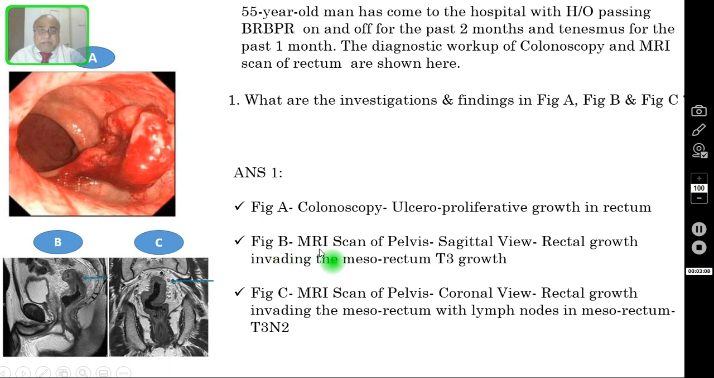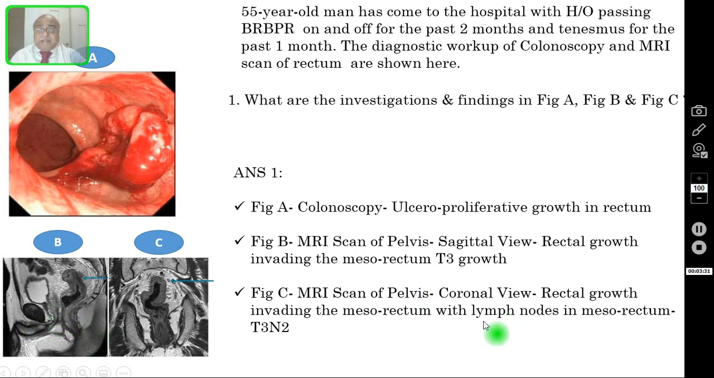Figure B is MRI scan of the pelvis, this one, and it is a sagittal view and you are seeing the rectal growth invading the mesorectum. This is T3 growth. This is the rectum, this is the bladder, and this is the rectum which is invading the mesorectum.